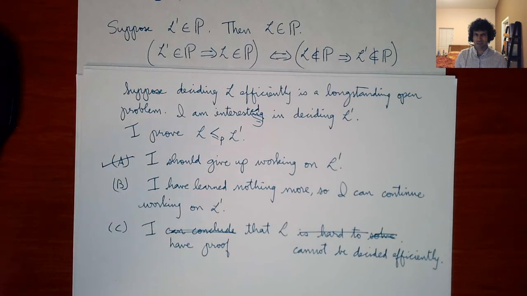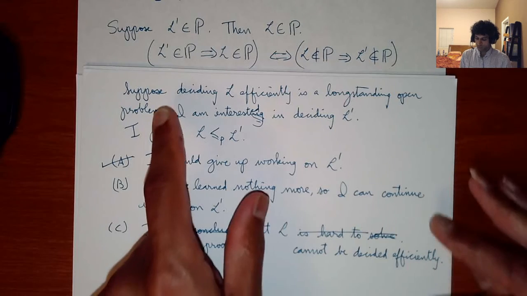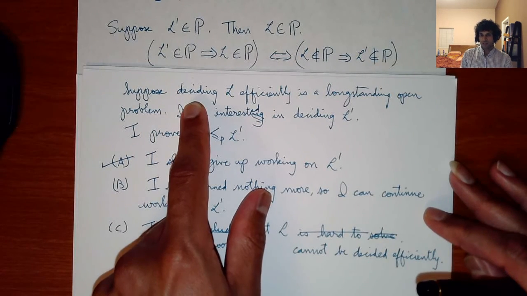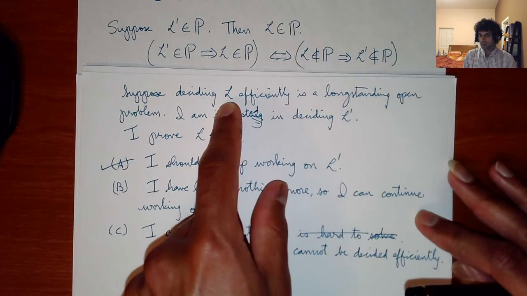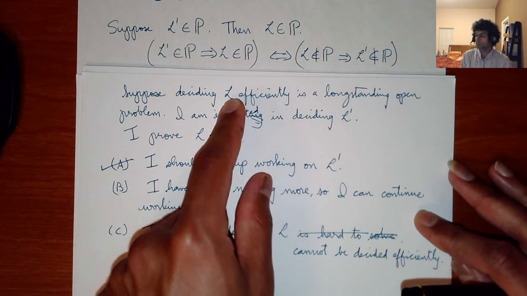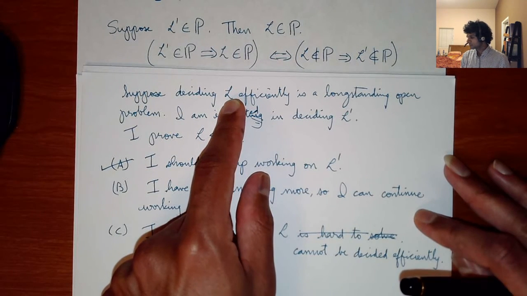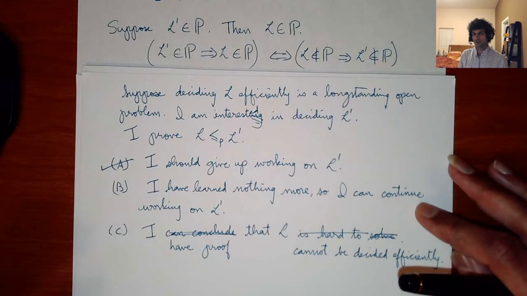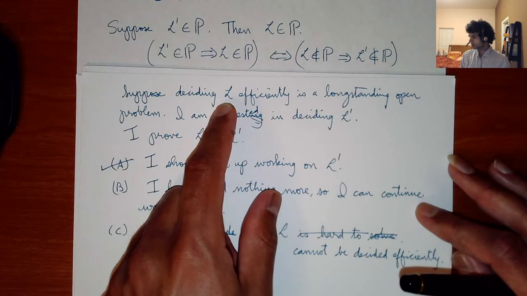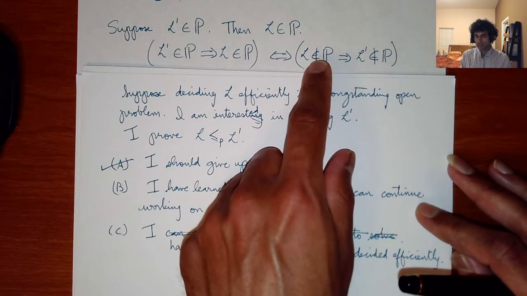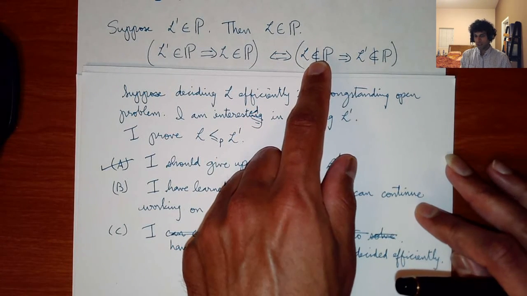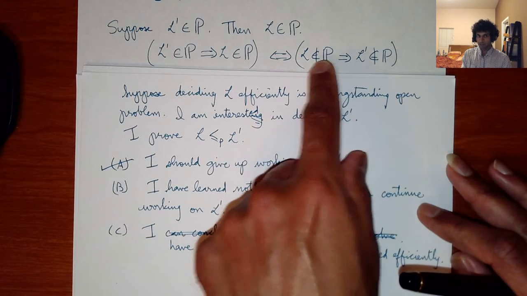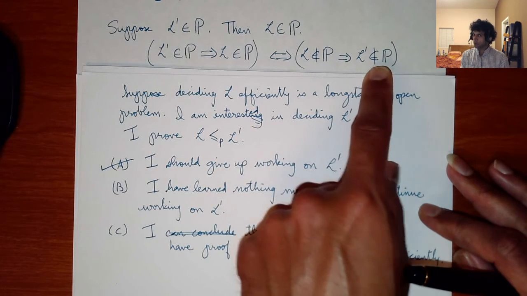I mean, this is meant to just give you the ideas behind this. We'll make this more formal. What I could have written here is that suppose there is evidence that L cannot be decided efficiently. Not a proof, but there is some circumstantial evidence that L prime cannot be decided efficiently. Which means the belief is that L is not in P. If you prove this, that belief translates into the belief that L prime is not in P.